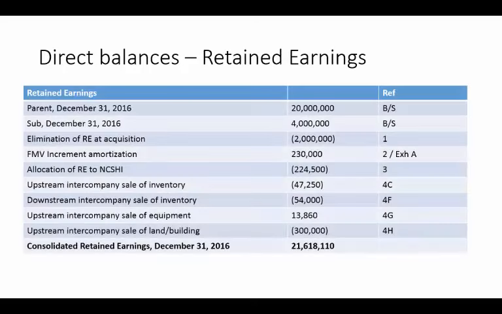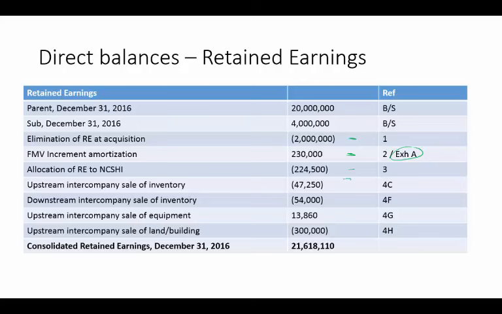For retained earnings, again, we'll begin with parent and sub. We have that elimination, $2 million right off the bat in our investment elimination entry. We have our adjustment that came from our fair market value increment amortization, as well as from Exhibit A. Again, the amounts must match. And then we have our allocation to NICSHI, which decreases our consolidated retained earnings.